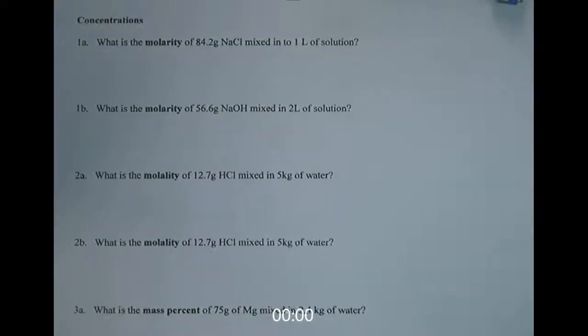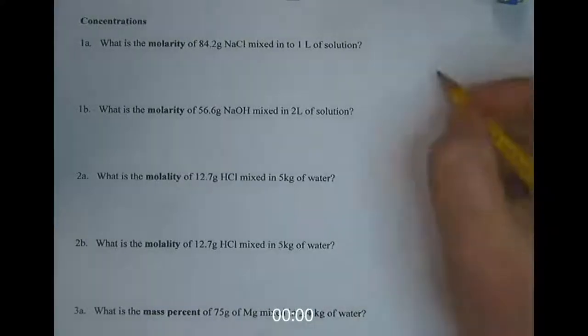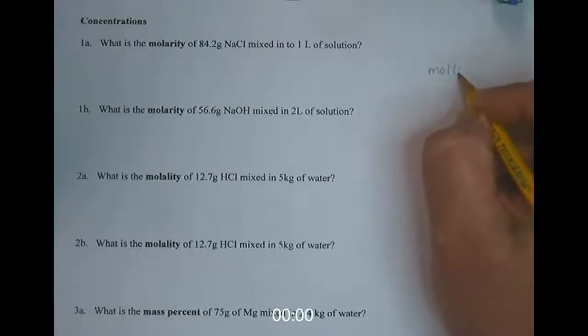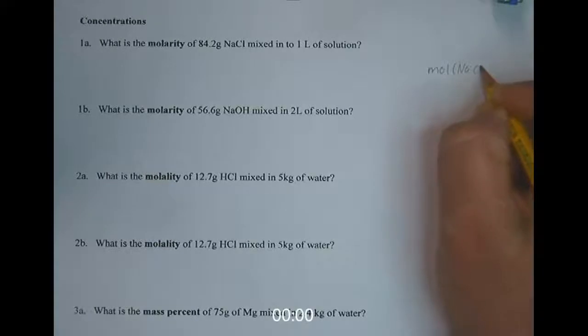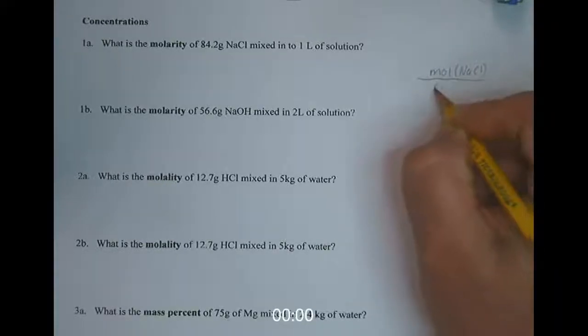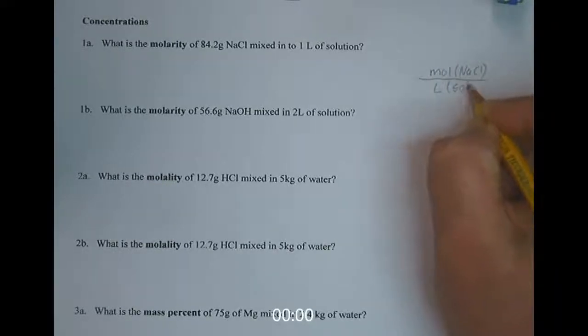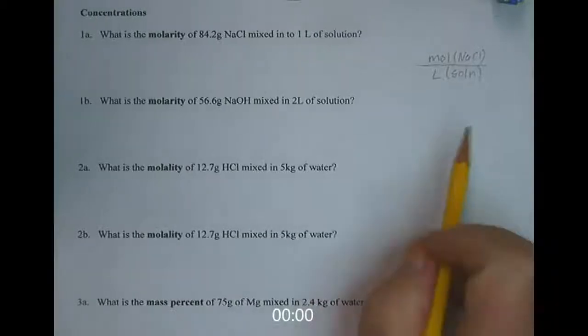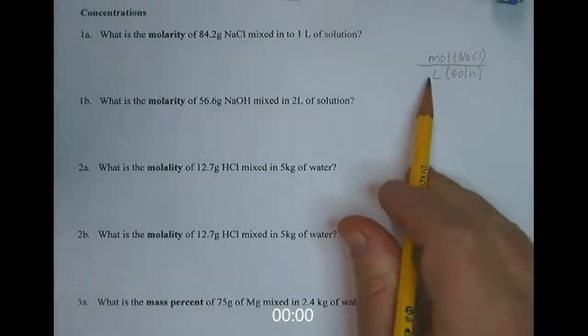What is the molarity of 8.2 grams of sodium chloride mixed in 1 liter solution? So way over here on the right, we're looking for molarity, which is moles of NaCl, you go back to your reference page on the front, divided by liters of solution. Now we could write NaCl plus H2O for solution, but it's kind of tedious to do that. We're just going to call it solution, SOLN. So this is what we're trying to find.